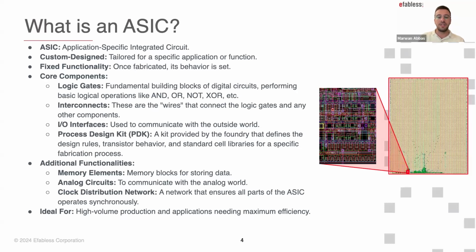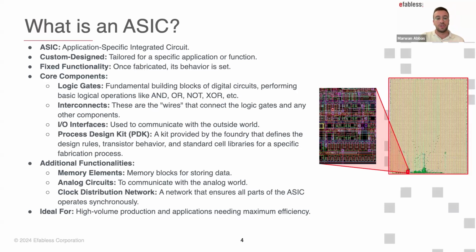The PDK, or the process design kit, is a set of files provided by the semiconductor foundry that defines the design rules, transistor models, and standard cell libraries that are specific to that manufacturing process. Without a PDK, we wouldn't be able to ensure our design is actually manufacturable. In addition to the core components, ASICs often include additional features such as memory elements, analog circuits, and clock distribution networks that ensure that the ASIC operation is in sync.